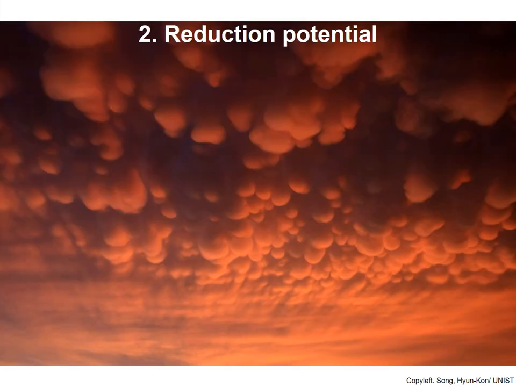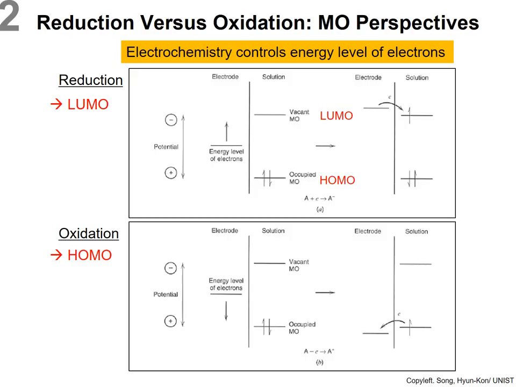Subchapter 2 is about reduction potential. Actually, you have learned about the concept and almost everything of reduction potential in the previous basic classes. In this slide, I'd like to explain the reduction and also oxidation from the viewpoint of molecular orbital perspectives. The first thing you should know is that electrochemistry controls the energy level of electrons.